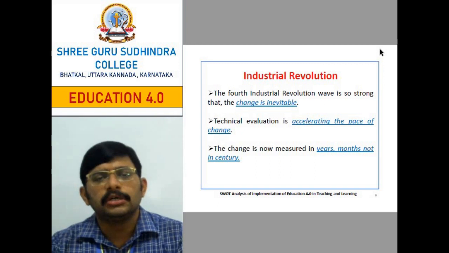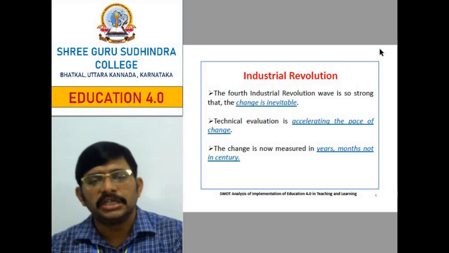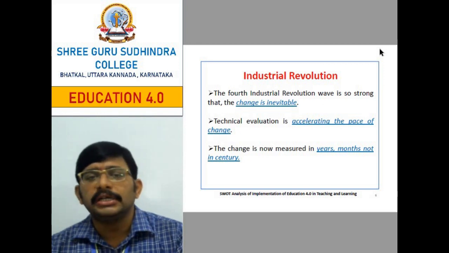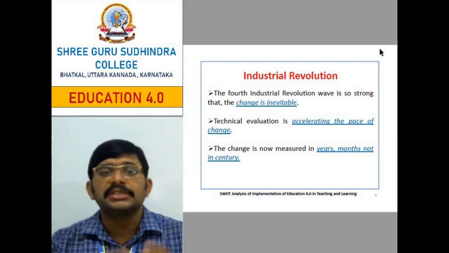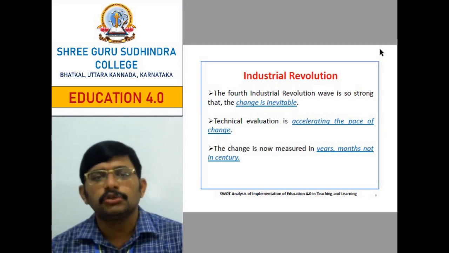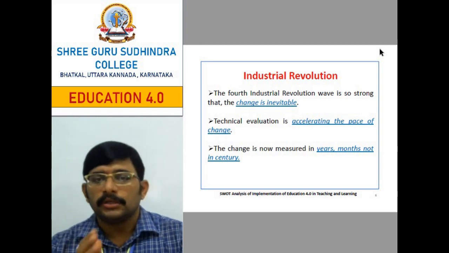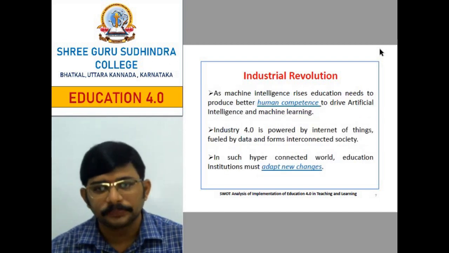Earlier, change used to happen over centuries, but now change is happening in terms of years. In every AGM, the annual general meetings of different organizations, you can witness how the industry is upgrading itself. Whatever there was in the last AGM and the current AGM, there's a sea change in the entire system. So this is about the change. Change is inevitable. Everything is changing in the world, and automatically education organizations should adopt the new changes.